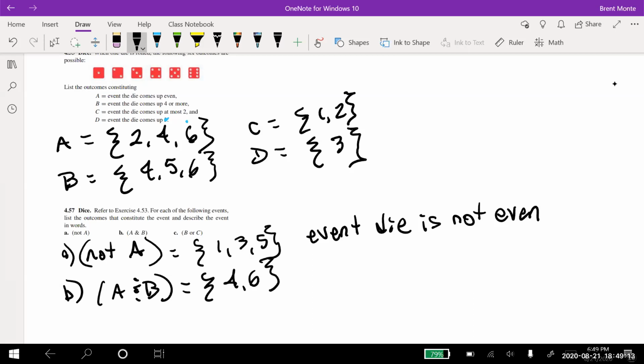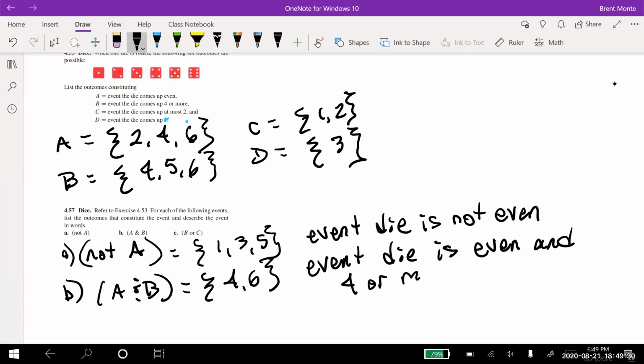And if we wanted to say that in words, we could just say event die is, well, A and B, even and 4 or more. Die is even and 4 or more. And clearly, both 4 and 6 satisfy both of those conditions.